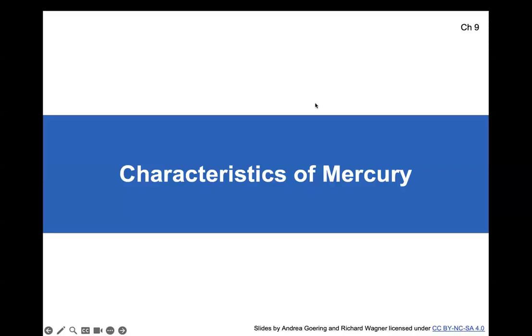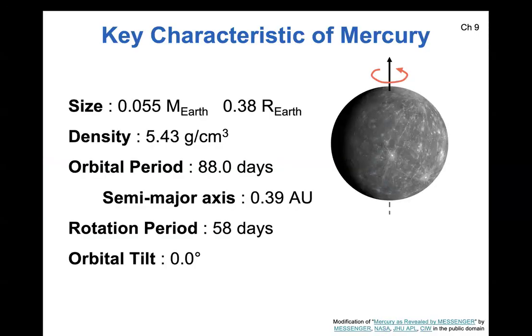Okay, so talking about chapter 9, the second half on Mercury. The first half of this lecture and chapter covered the moon. And if we look at the characteristics of Mercury, we have our description here, comparing it to Earth with its size, its density, orbital period, semi-major axis. So that's going to be like its distance from the sun.